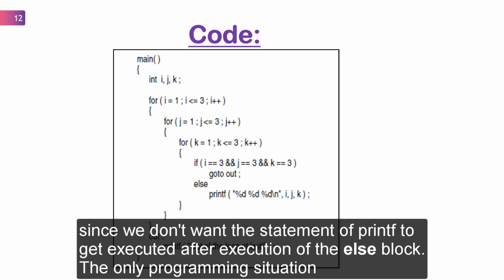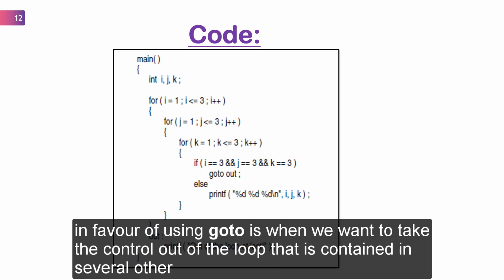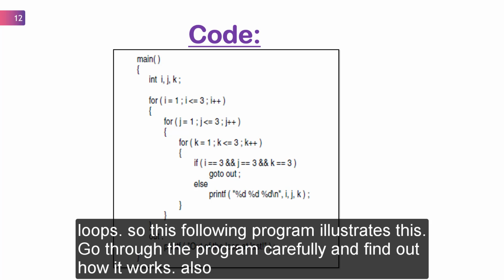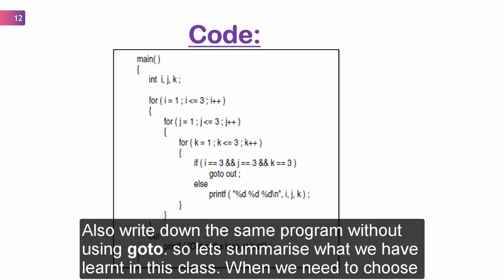The only programming situation in favor of using goto is when we want to take the control out of the loop that is contained in several other loops. So this program illustrates this. Go through the program carefully and find out how it works. Also try to write down the same program without using goto.